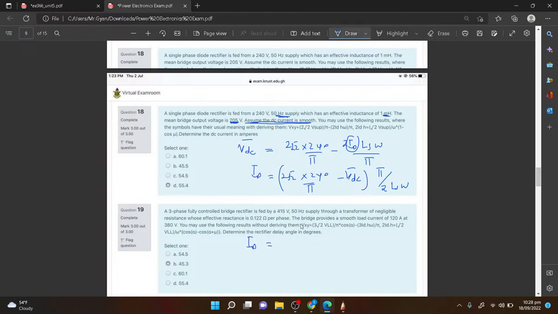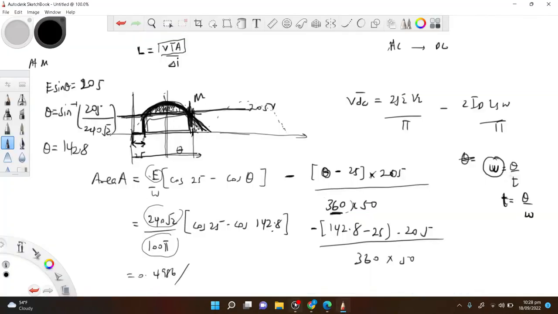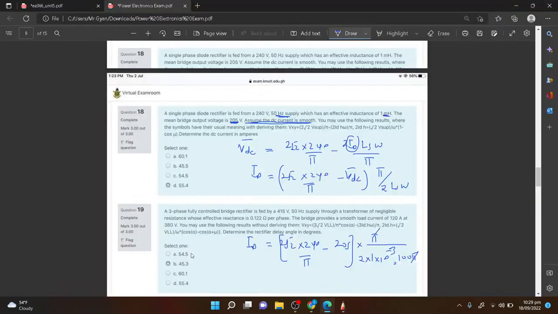So my ID is given by putting everything in: 2 root 2 times the supply voltage, over Ls times omega. Ls is the given inductance, 1 milli, so 1 times 10 to the negative 3, times omega. Omega is 2 pi f, so times 100 pi. Pi will cancel pi. Kindly put it in the calculator, and you get the answer to be 55.4.